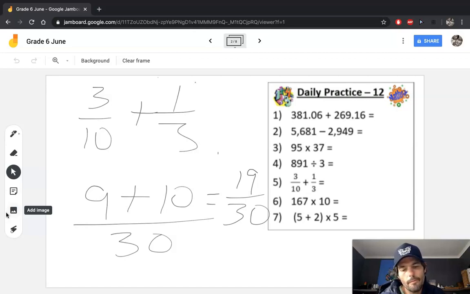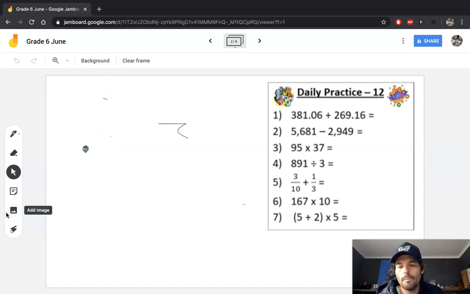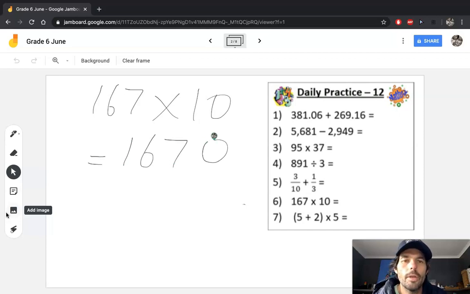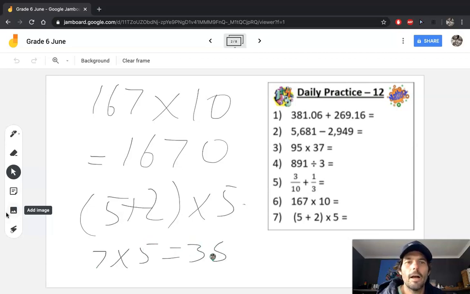Multiplying by 10, I'm pretty confident that you understand that when I multiply by 10, my number gets one place bigger. So 167 multiplied by 10, we just need to add that 0 on the end and we get 1,670. And then your last question, you need to know that brackets come first. So 5 plus 2 is 7, and 7 times 5 is equal to 35.